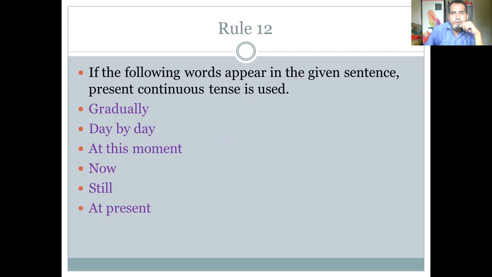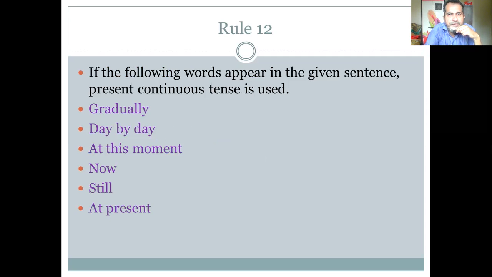Now another rule. This is rule 12. I think you have no problem in understanding. So far, I have discussed rule 9 to rule 11. Read these rules very closely, very attentively at home. And if you find any difficulty, you can ask your problems in the comment box.